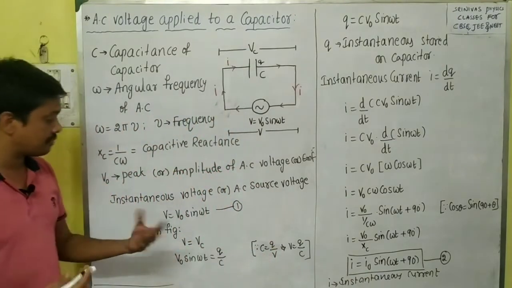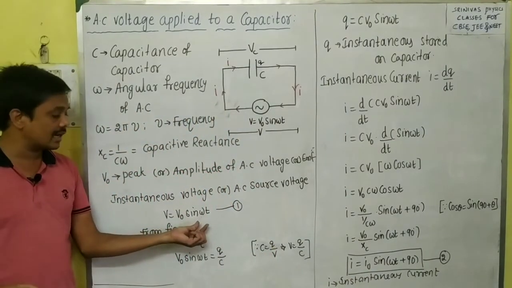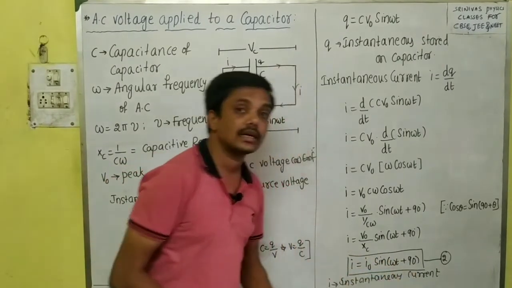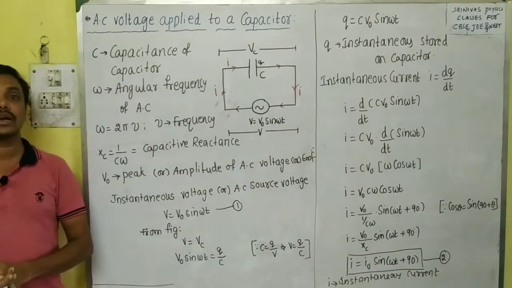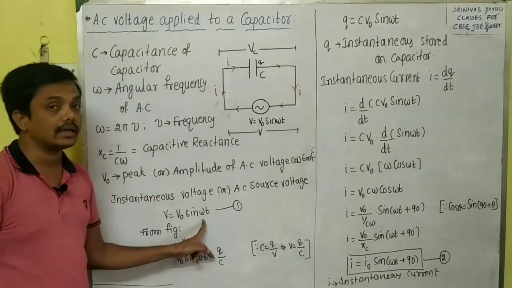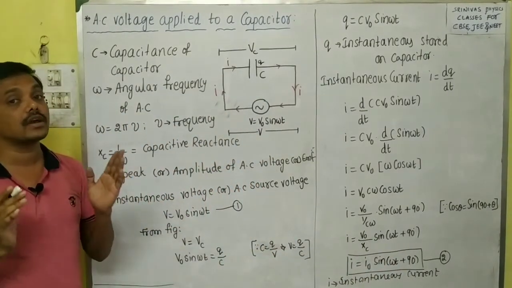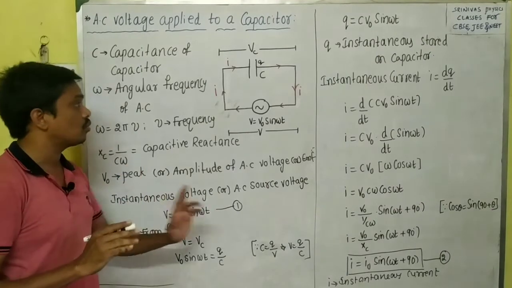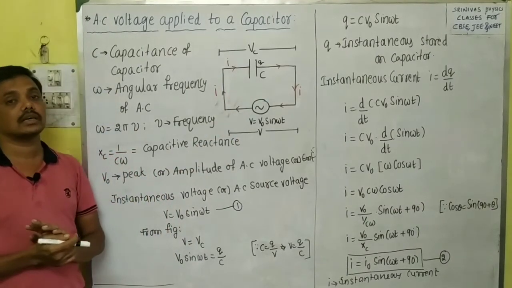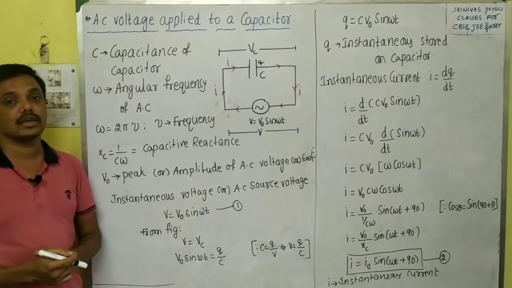Then we can take the phase difference. Phase difference means angle difference. Voltage angle is omega t, current angle is omega t plus 90. If you find the difference, omega t plus 90 minus omega t, you will get 90 degree. This is the phase difference between the current and voltage in the capacitor. In the inductor also we got the same thing, 90 degree. Here also we got the same thing, 90 degree.